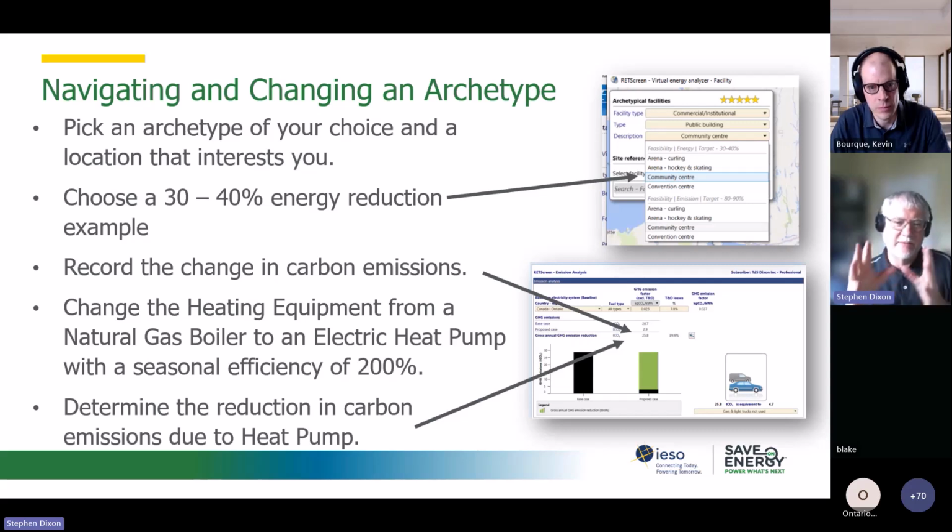Then you're going to go to the emissions page, or you could use the dashboard like Kevin did, and record the emissions with the existing proposed case, which will likely be some kind of fossil fuel. Then you're going to change, say, the natural gas boiler to an electric heat pump with a seasonal efficiency of 200%. You're going to go back to the emissions page and take a look at the reduction in carbon at that point, and see how much difference that heat pump has made over the conventional fossil fuel heating system. We'll give you a couple of minutes to do that if you've got it open. It's hard to know where everybody is at.